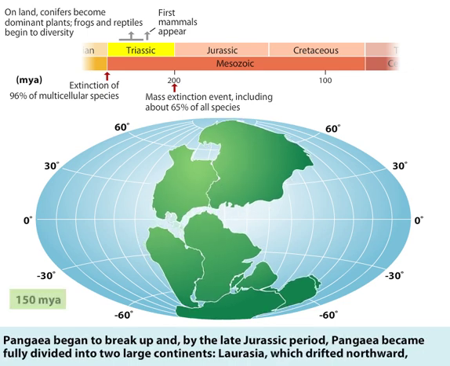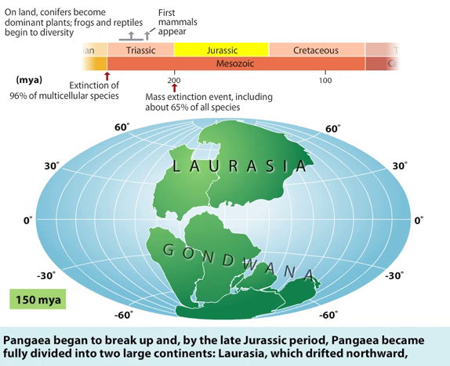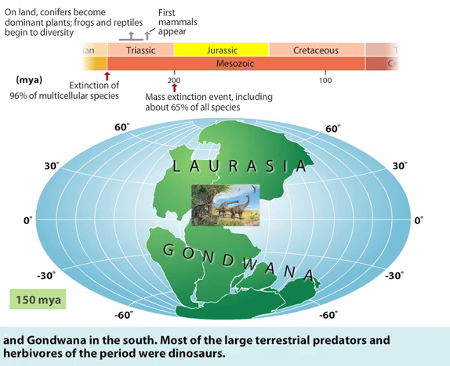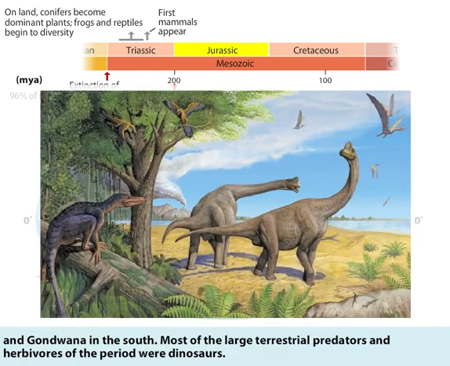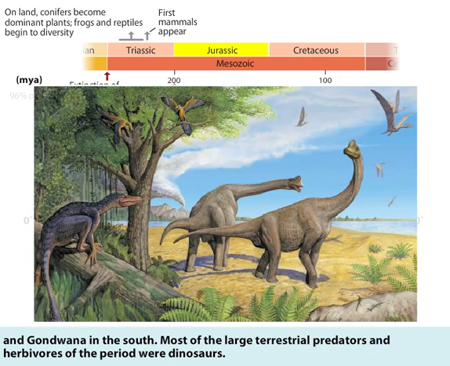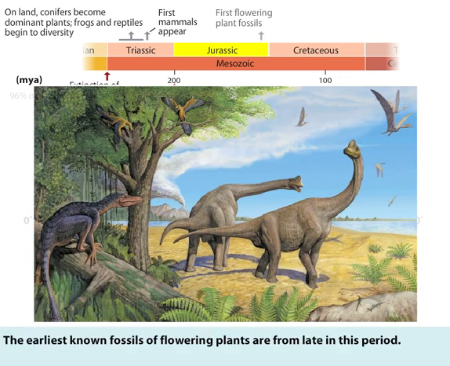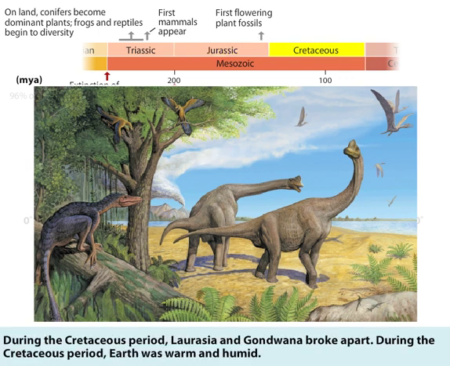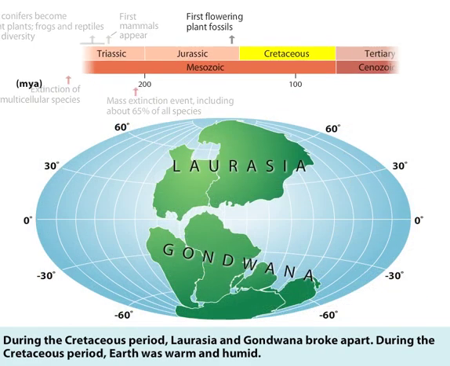Pangaea began to break up, and by the late Jurassic period, Pangaea became fully divided into two large continents, Laurasia, which drifted northward, and Gondwana to the south. Most of the large terrestrial predators and herbivores of the period were dinosaurs. The earliest known fossils of flowering plants are from late in this period. During the Cretaceous period, Laurasia and Gondwana broke apart.